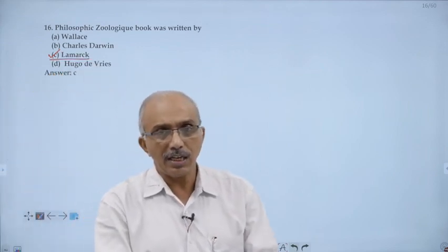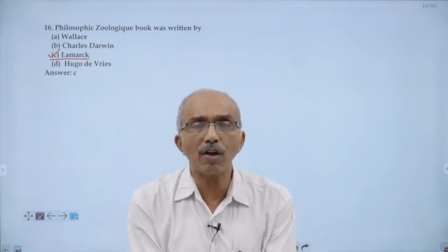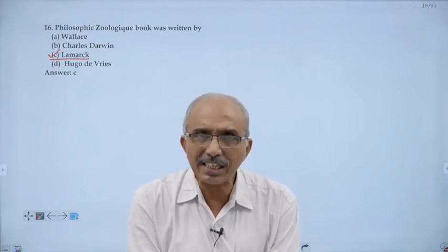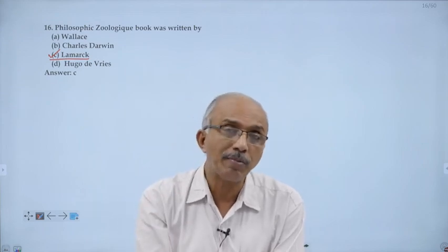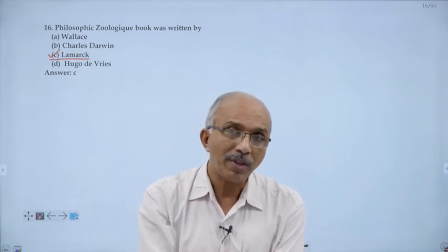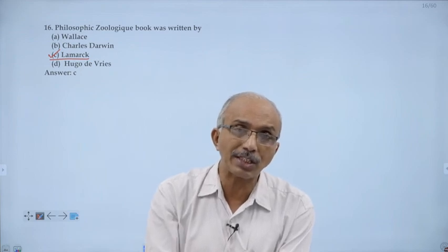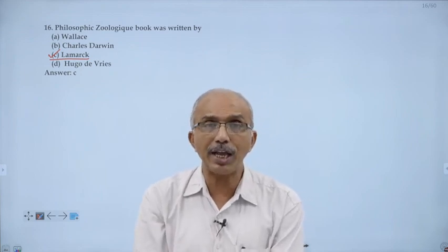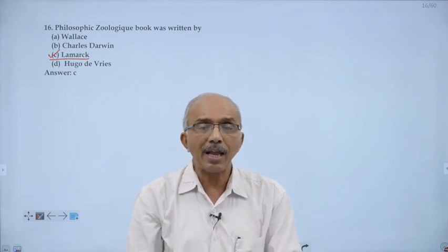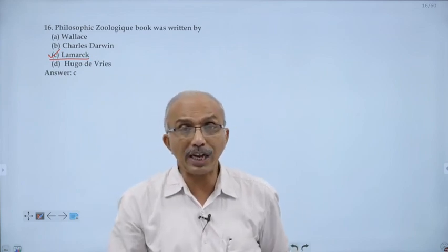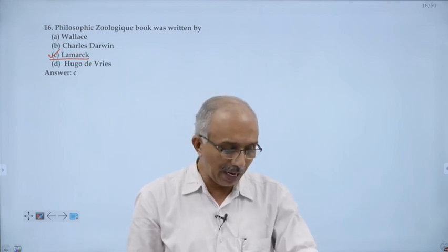What is the importance of this book? Why is this book referred to in this chapter, evolution? In this book, Lamarck explained his theory. Lamarck's use and disuse theory to explain evolution.